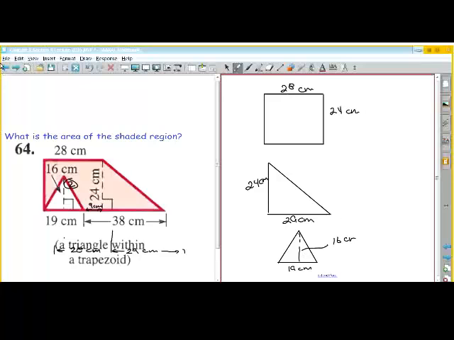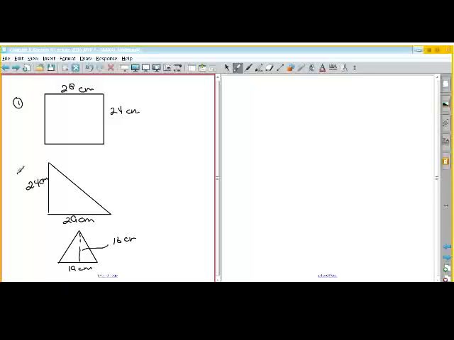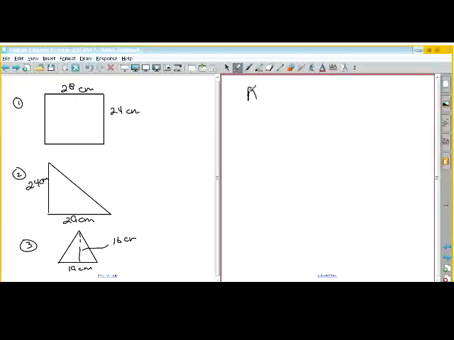So all I have to do in this case is take the area of this. Let's call this 1, this 2, and this is 3. All I have to do is take area 1 plus area 2 and subtract area 3. And that's what I did. Let's just go ahead and do it. So you get 28 centimeters times 24 centimeters, because the area of a rectangle is just the product of the two sides.